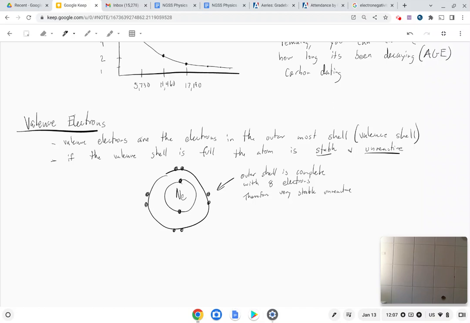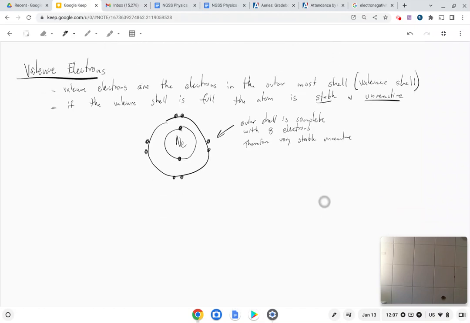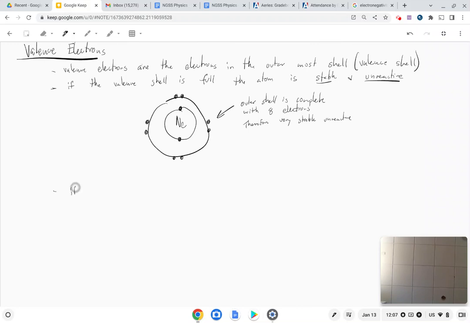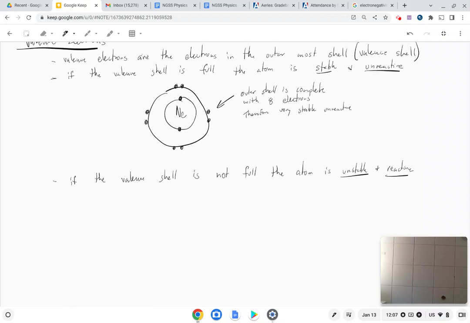Let's contrast that with something that's unstable. So if the valence shell is not full, then the atom is unstable and very reactive. So the perfect counterexample here would be sodium. Sodium is like neon, but with 1 electron more.